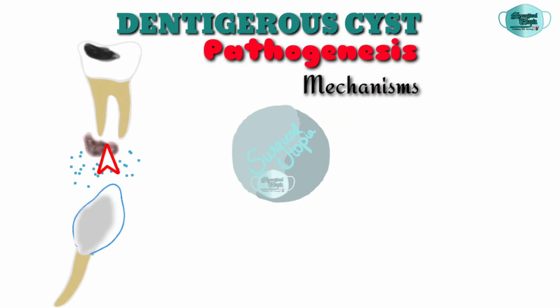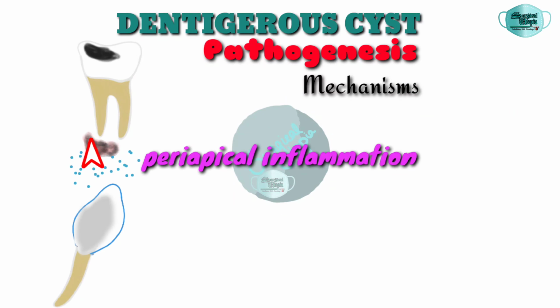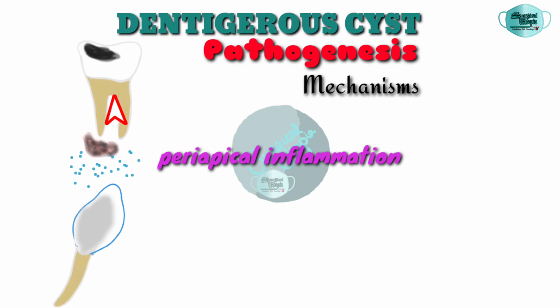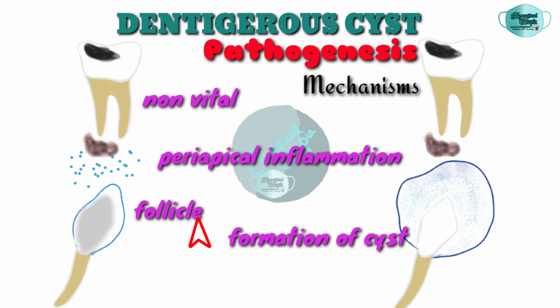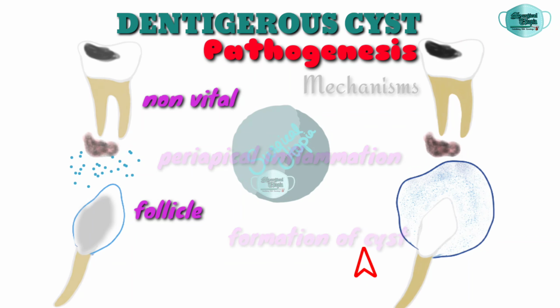The third possibility is that when there is periapical inflammation, which could be from any source, most probably from a non-vital deciduous tooth, it will spread to involve the follicle of the unerupted permanent successor of the primary tooth, and the inflammatory exudates will cause separation of reduced enamel epithelium from the enamel, which will result in the cyst formation.